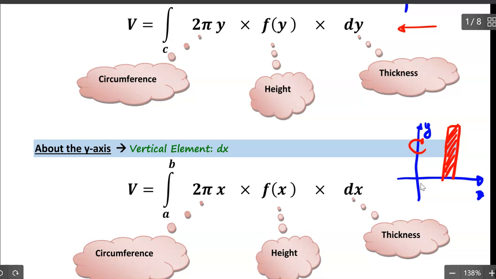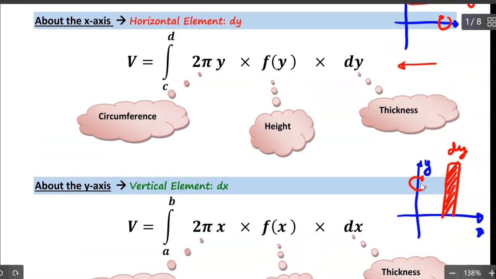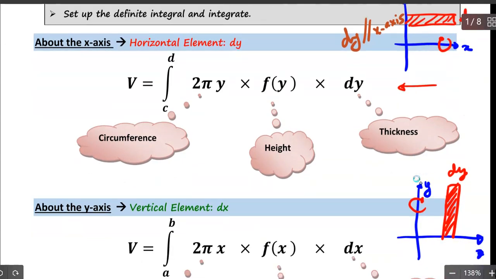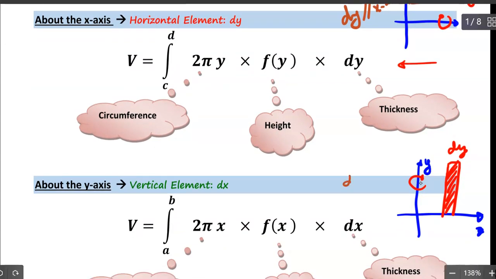Parallel to the axis of rotation, and this one is my dy. Let's make sure that we make a note here. Now I will say dy is parallel to the x-axis, which is the axis of rotation. Here I will have dy parallel to the y-axis, which is the axis of rotation. So this element is very important.